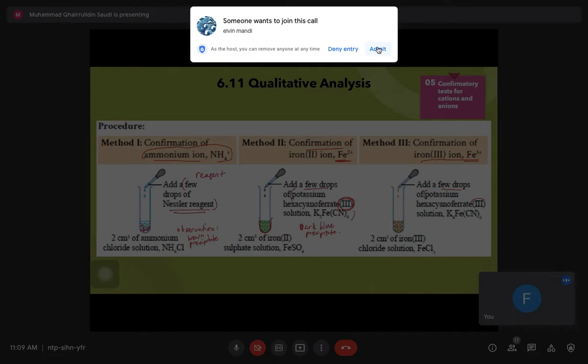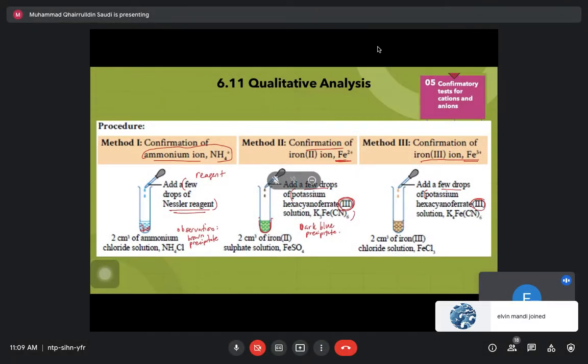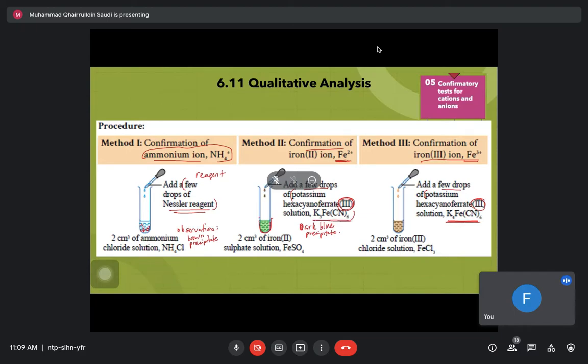Potassium hexacyanoferrate(III) as well. Potassium hexacyanoferrate(III). Okay, the difference is at the molecular formula. K3Fe(CN)6, here K4Fe(CN)6. Kat sini je beza dia. Hexacyanoferrate.